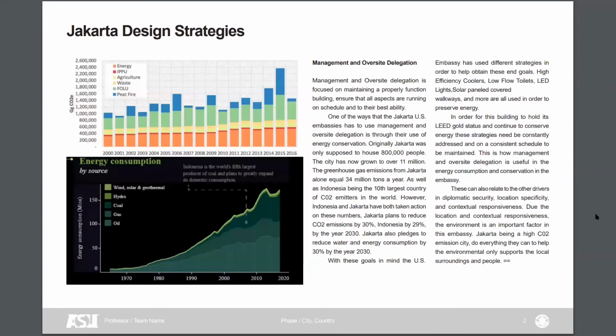And then next, a big part of their building, like I said earlier, is their energy conservation goals. The building itself is a LEED Gold building. With Jakarta and Indonesia being a high CO2 emitter, it's important that these systems like solar panels and sun shadings are running at their highest quality at all times. So that was really what we talked about with management and oversight, trying to make sure that these systems that are helping Jakarta keep their CO2 emissions down are running as best as they possibly can.